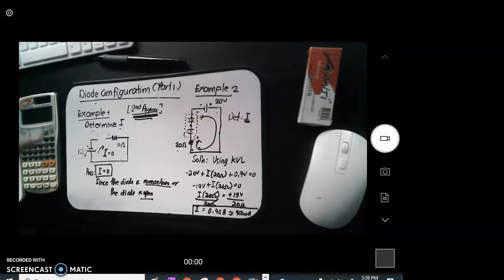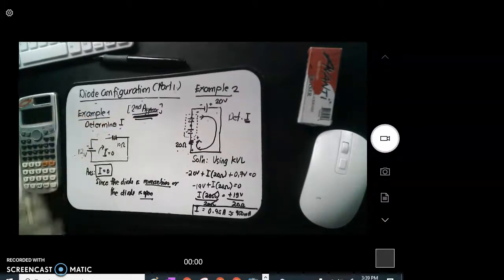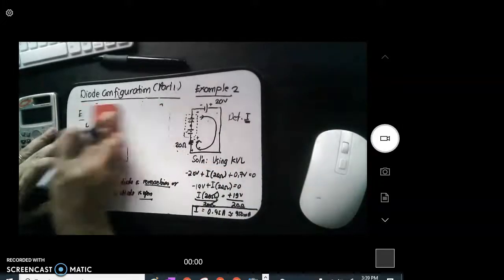Again, if approximation is not stated in any given problem, you always consider the second approximation. Okay? So we will now proceed with our example 3 and example 4.